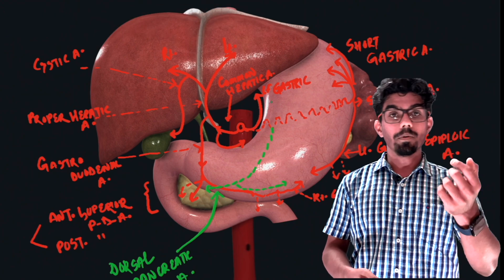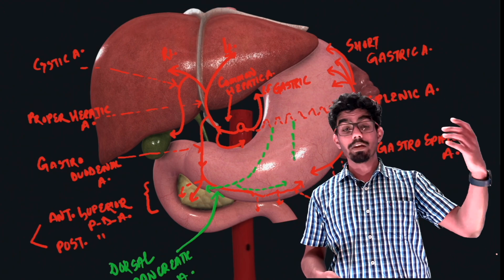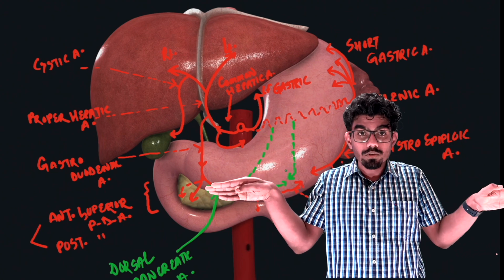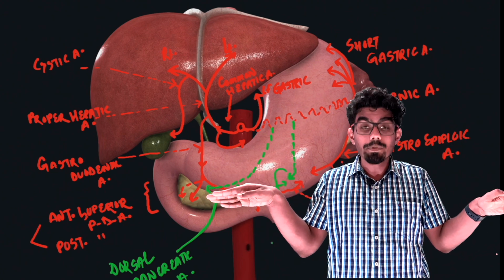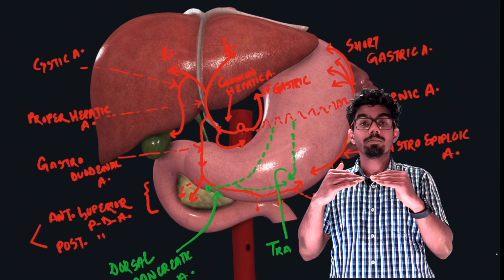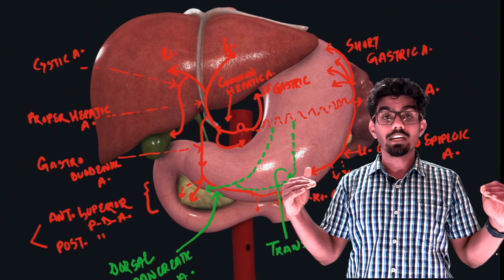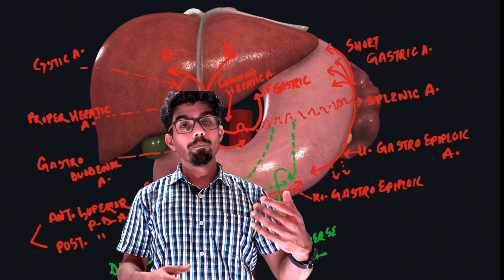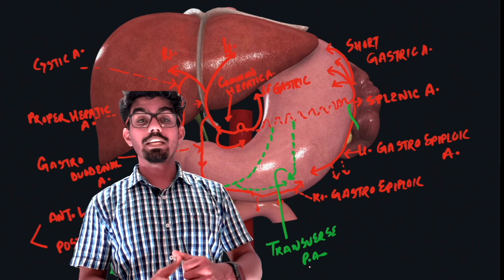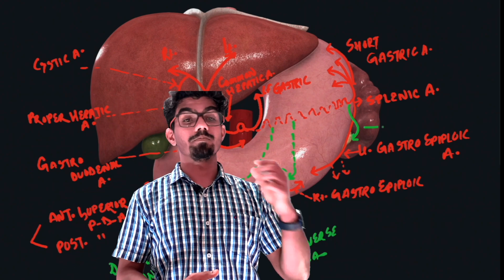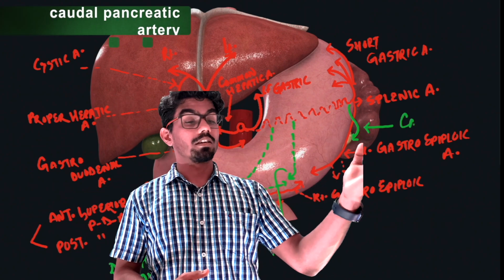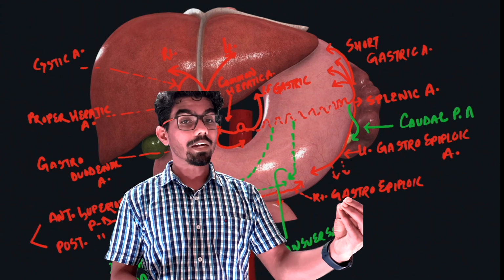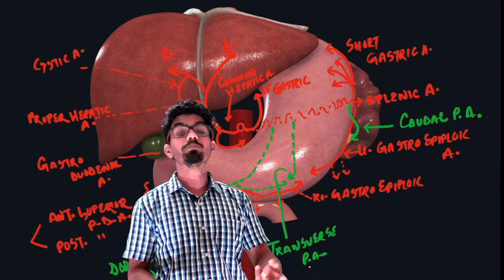Another branch of the splenic artery goes downward, then divides into terminal branches, and the terminal branches run horizontally. These arteries are called the transverse pancreatic artery. Another branch of the splenic artery near the termination is called the caudal pancreatic artery. This caudal pancreatic artery supplies the tail of the pancreas.